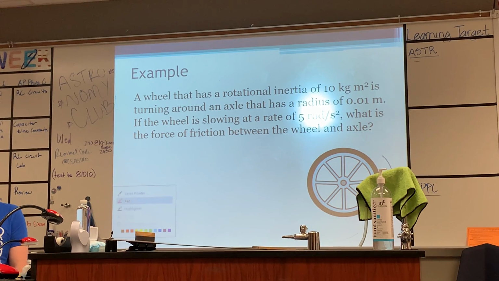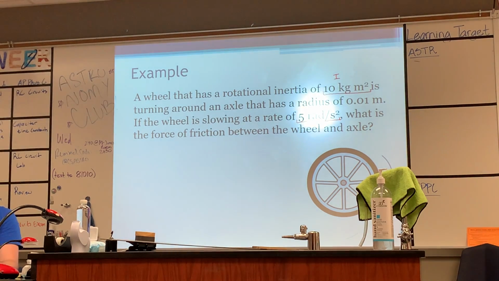So guys, when we're faced with a word problem, the first thing we need to do is go through and identify all the quantities that we are being given. So the first quantity here is this 10. What is this? The inertia. Yeah, that's that capital I. That's the moment of inertia. And then, what is this? That's our angular acceleration.